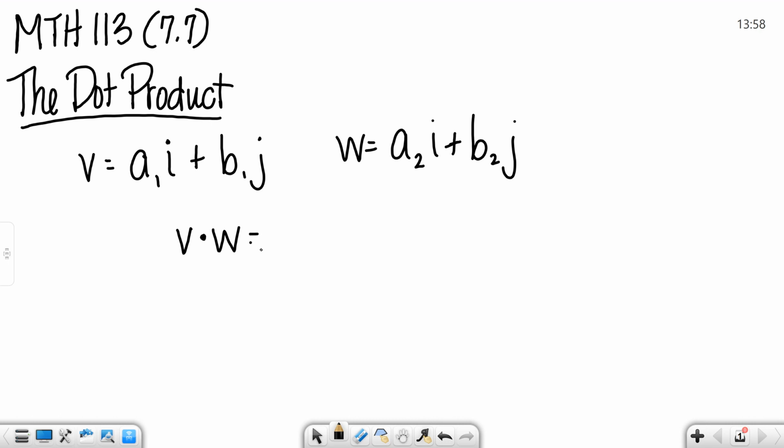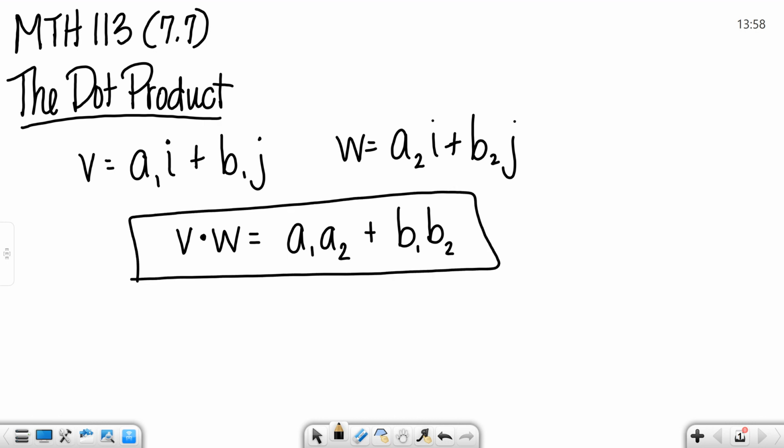The dot product says we're only going to work with our coefficients. We're going to multiply those two A values. We're going to multiply those two B values, and then we're going to add that together. So the sum of the product of A times A and B times B. So this would be our dot product formula. All right?